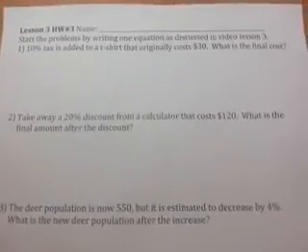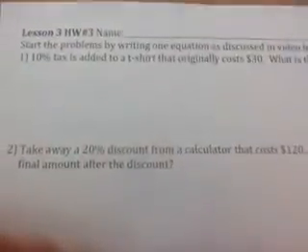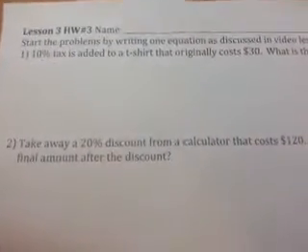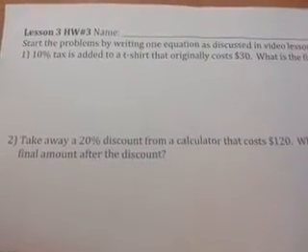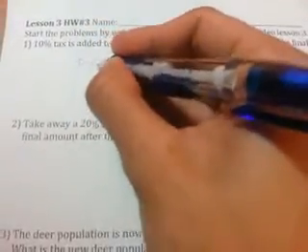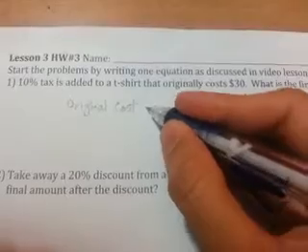Okay, well, let's begin. It says 10% tax is added to a t-shirt that originally cost $30. Like I said, I want you to write an equation first, because we're going to do more challenging problems later, and this is an easier problem. I want the final cost in one shot. So, what did I say? I want you to write the original cost.